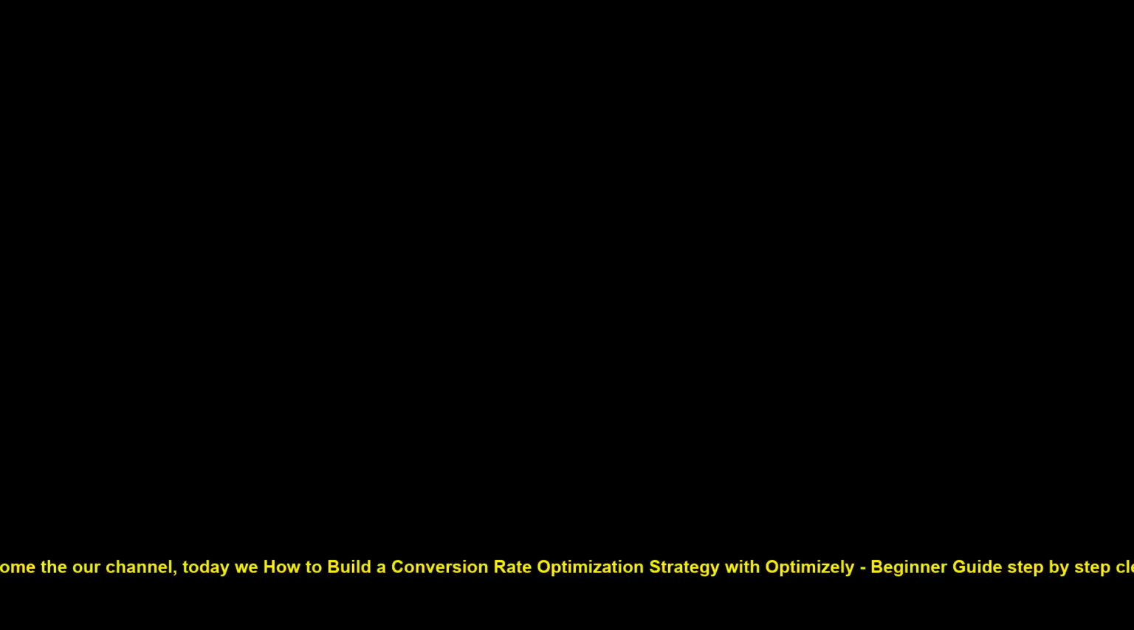Today we will learn how to build a conversion rate optimization strategy with Optimizely, a beginner guide step by step clearly. Start by understanding what conversion rate optimization, or CRO, is and why it matters. Identify the main goals of your website. Determine which actions you want your visitors to take, like making a purchase or signing up for a newsletter.